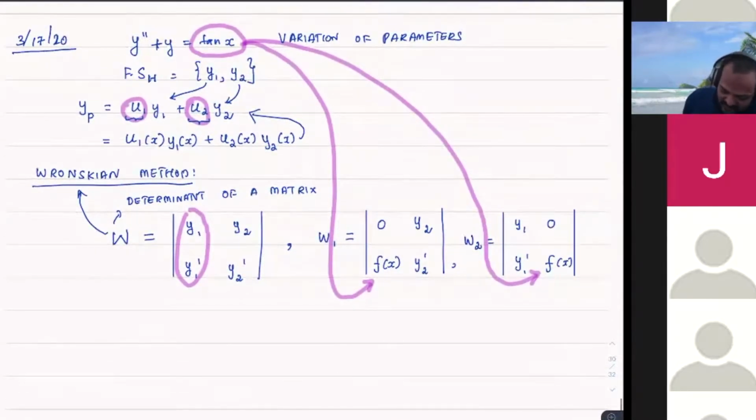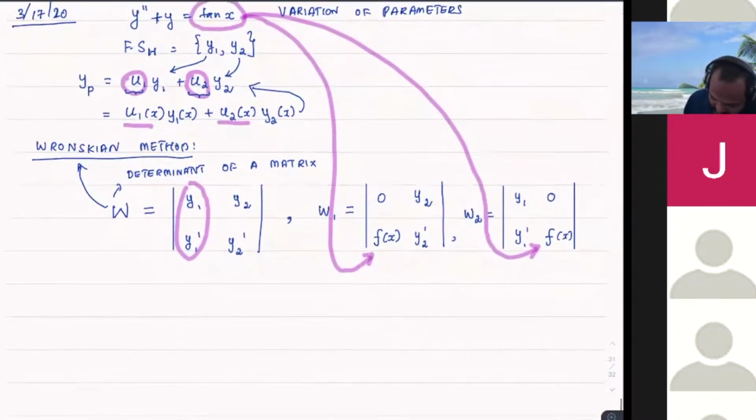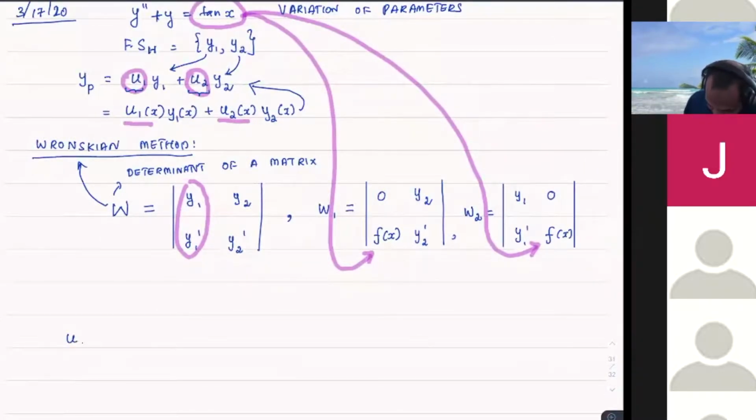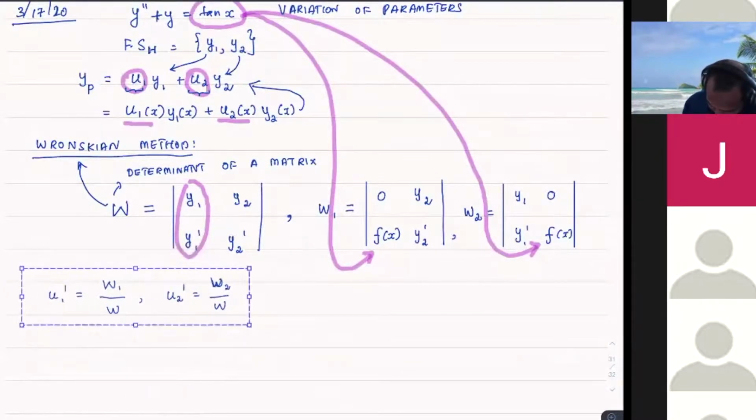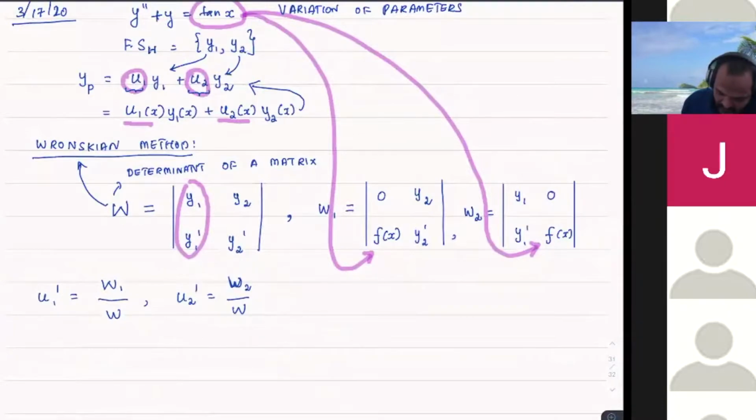All right. Again, my goal is to find u1 and u2. What we know is that u1 prime would be W1 over W, and u2 prime would be W2 over W. So this is the crucial thing.